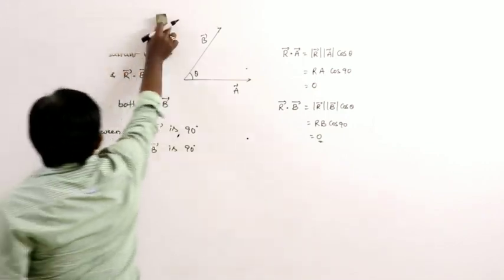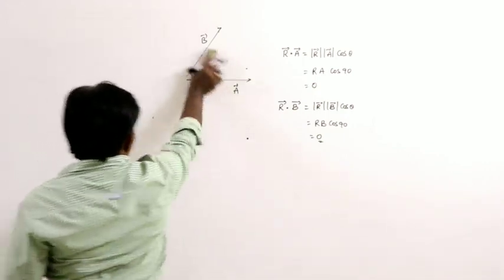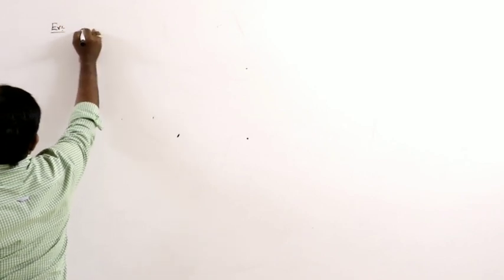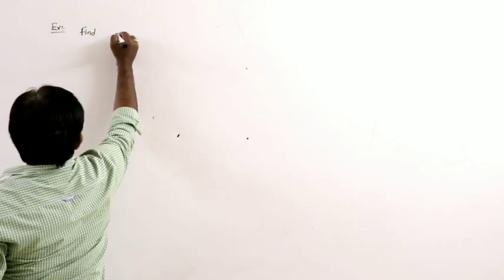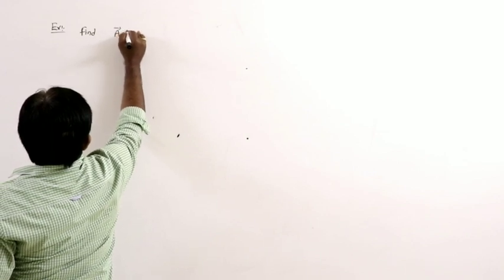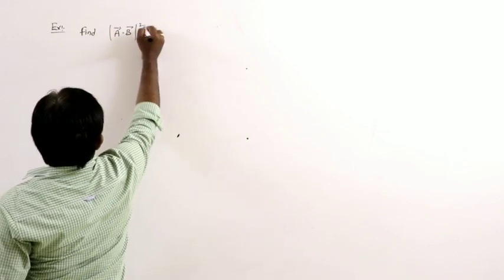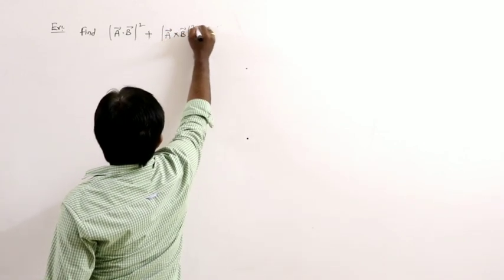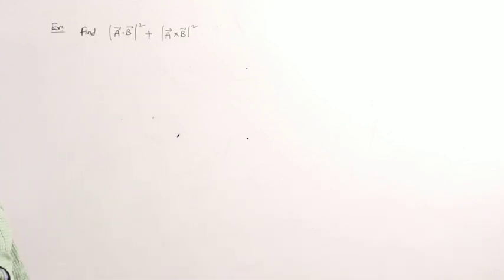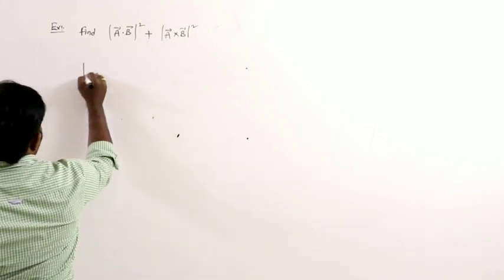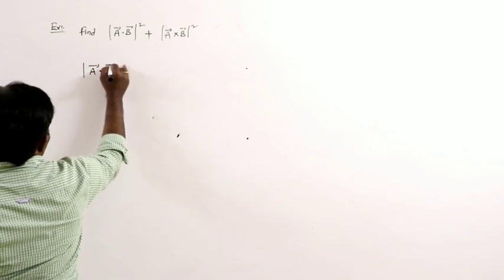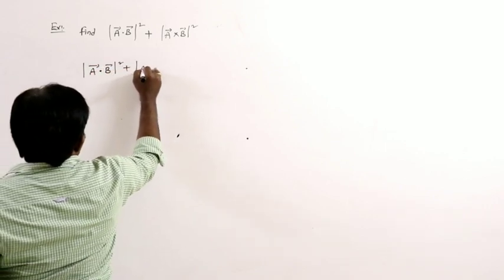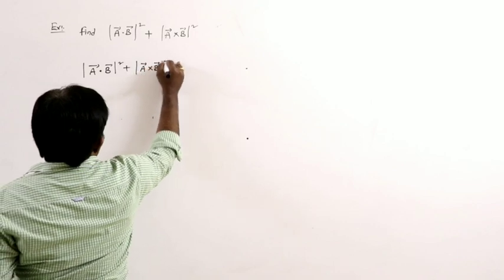Next. Next example: find modulus of a bar dot b bar whole square plus modulus of a bar cross b bar whole square. How can you calculate that? Here, modulus of a bar dot b bar whole square plus modulus of a bar cross b bar whole square.